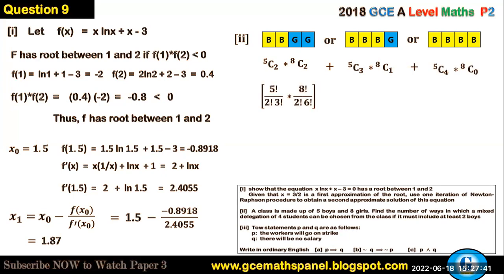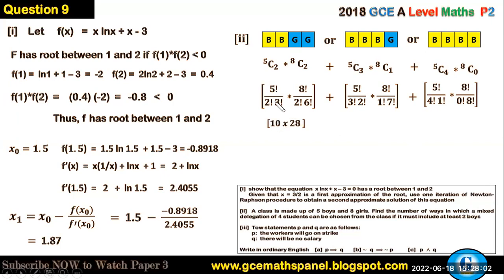So this gives us 5 factorial on 2 factorial, 3 factorial times 8 factorial on 2 factorial, 6 factorial, plus 5 factorial on 3 factorial, 2 factorial times 8 factorial on 1 factorial, 7 factorial, plus 5 factorial on 4 factorial, 1 factorial times 8 factorial on 0 factorial, 8 factorial. So this will cancel out. 5 factorial on 2 times 3 factorial is 10. Okay. And 8 factorial on 2 times 6 factorial is 28. So plus 10 times 8 plus 5 times 1, and that gives us 365 ways.